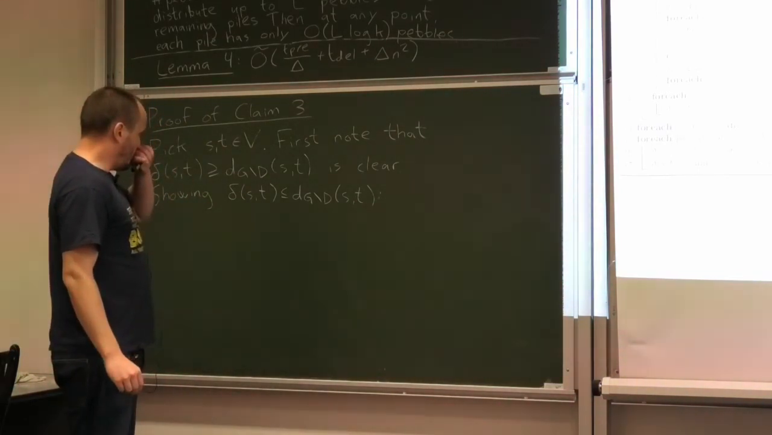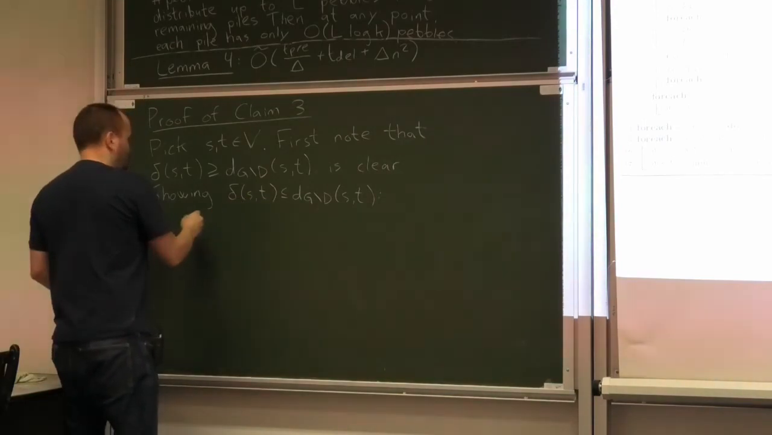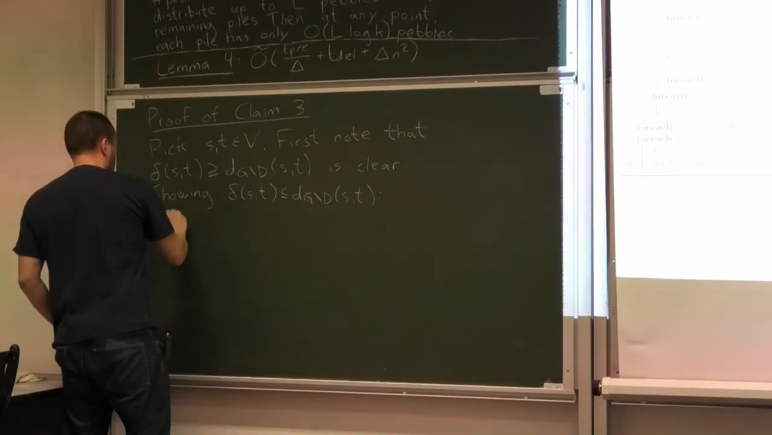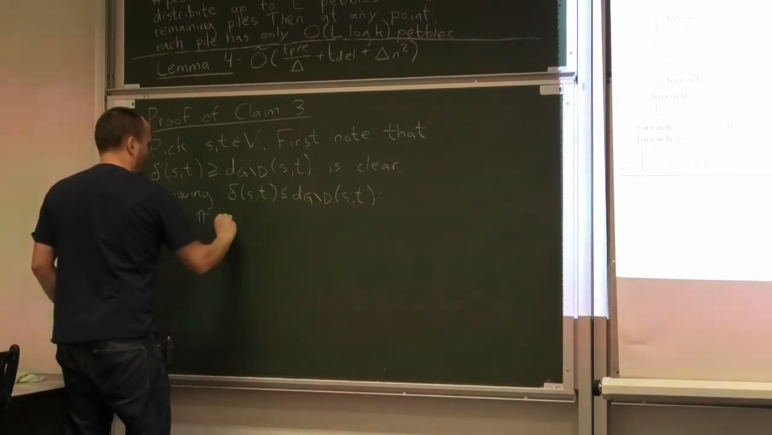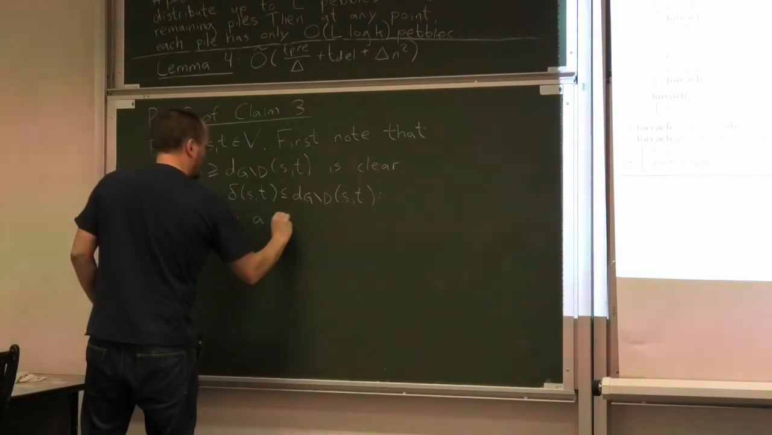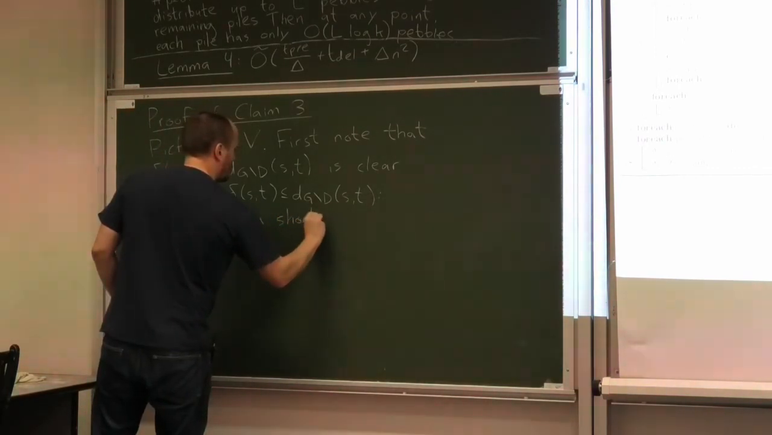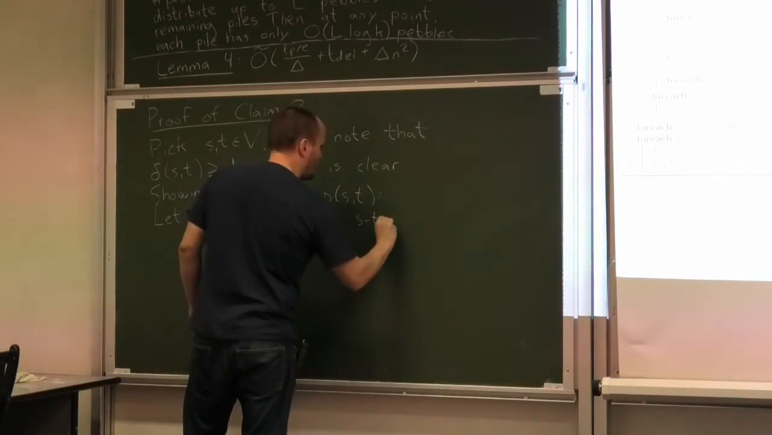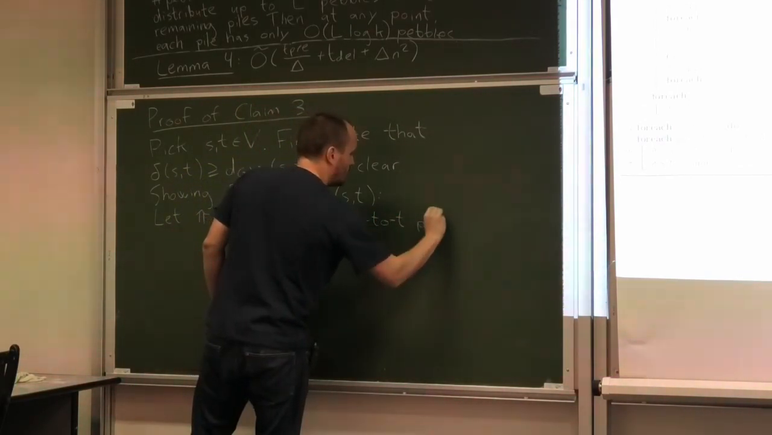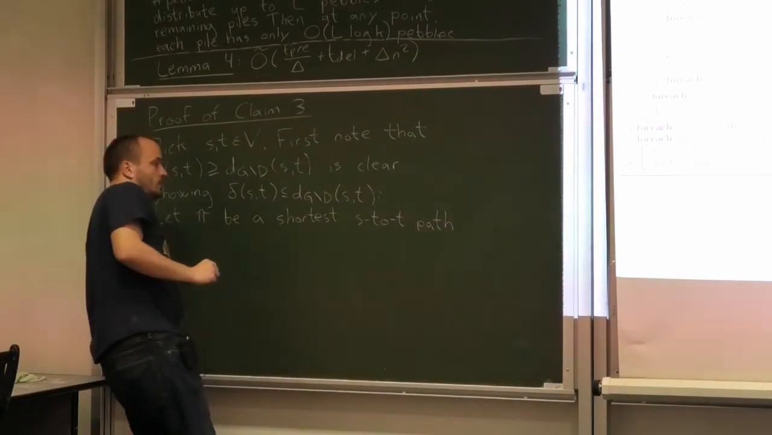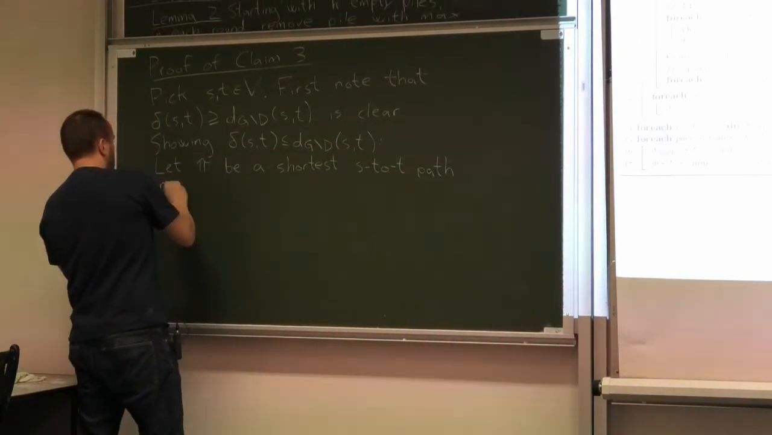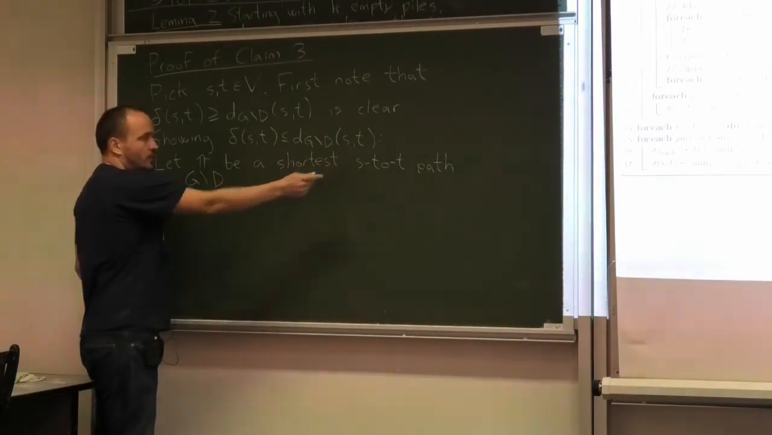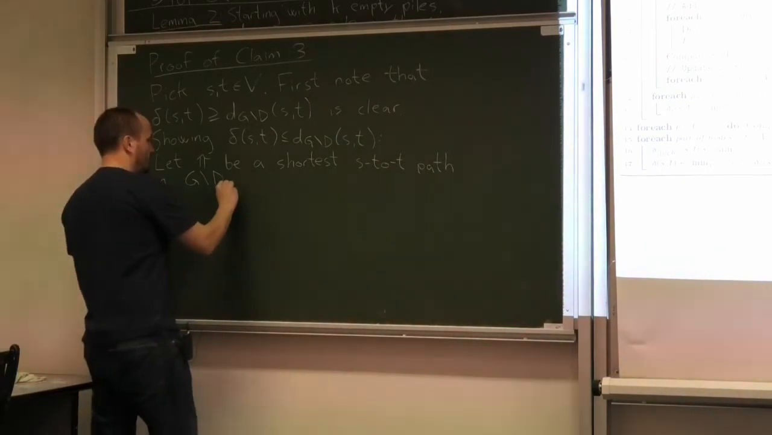Okay, so assume that there is a path from S to T, and let pi be the shortest S to T path in G minus D. And it has a certain number of hops, of edges.